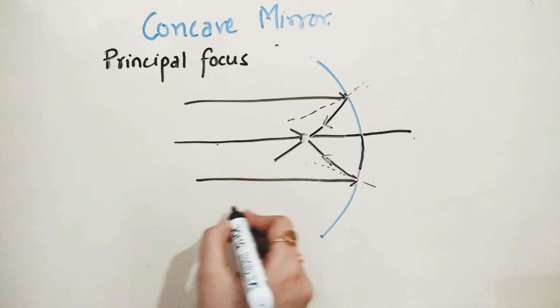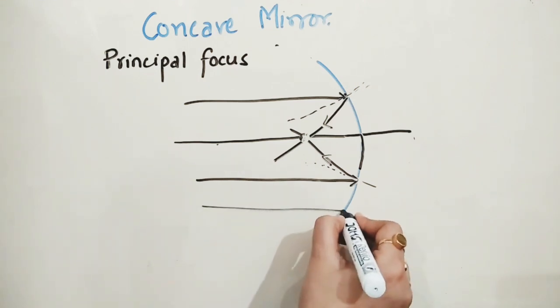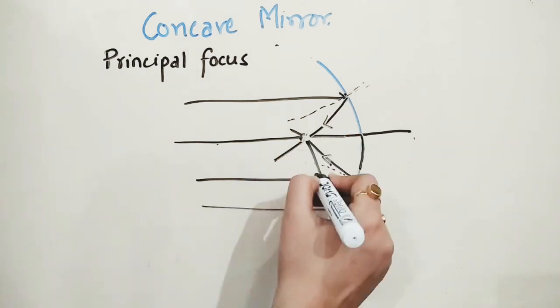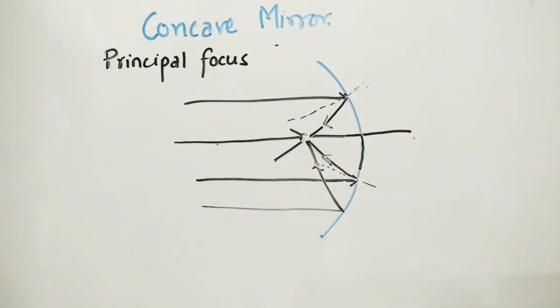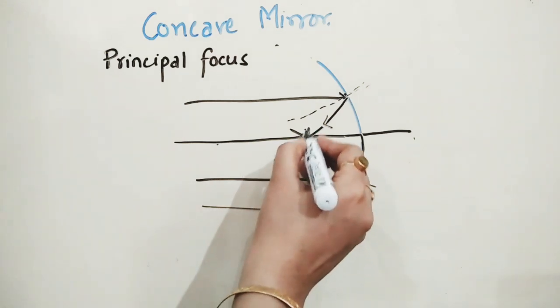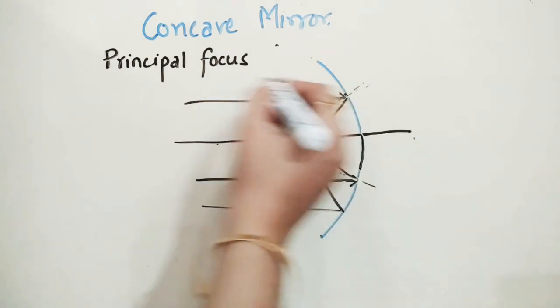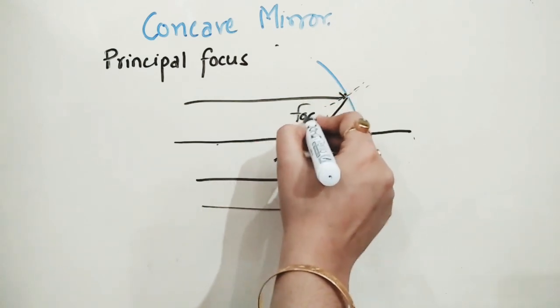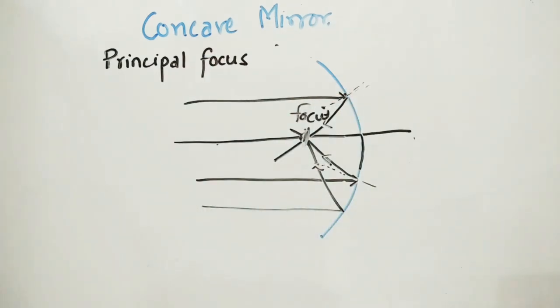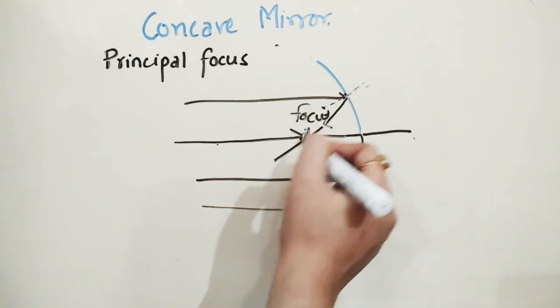All the rays which are parallel are converging towards one point only. That is why this concave mirror is also known as a converging mirror. Now this point where all these converging rays meet is known as the focus, and it is present in front of the mirror.